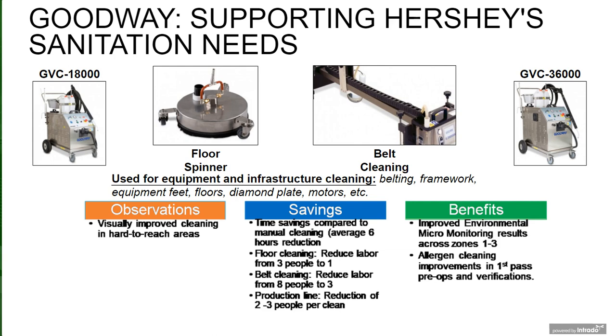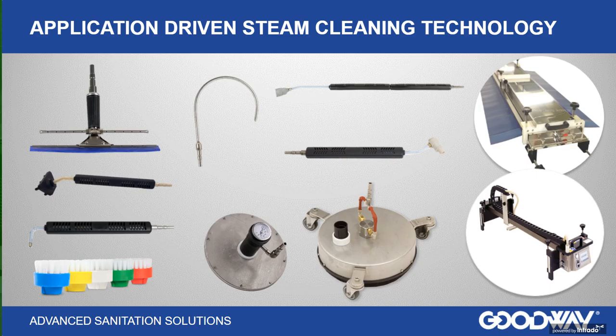So let's keep it moving, guys. The next thing I'd like to talk about is our philosophy to product development and our application-driven steam cleaning technology. Everything on the screen that you're looking at right now has been developed based on specific food plant customer applications. So everything from our automated conveyor belt cleaning systems over on the right, that we're going to get into a little bit more right now, to our floor spinner in the bottom center, our drain sanitizing attachment right to the left of that, our overhead pipe tools, and FDA-approved color-coded brushes.